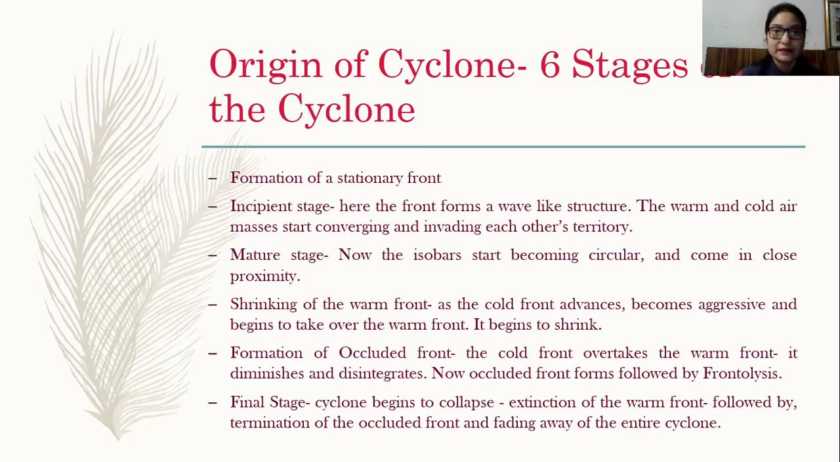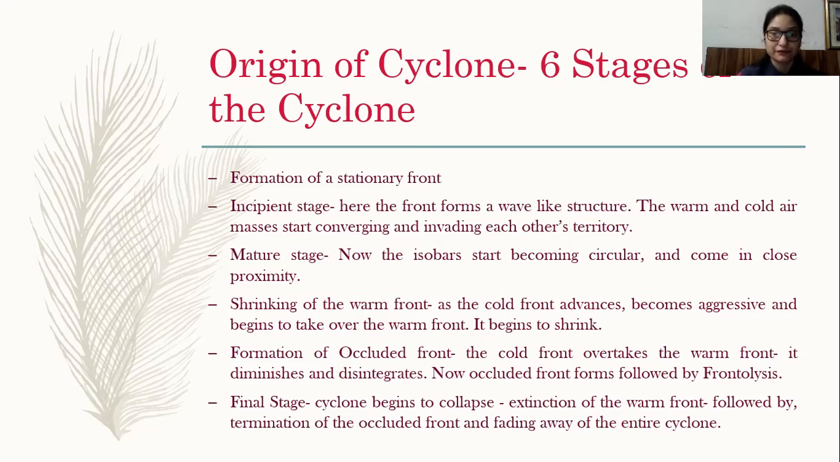Then there is the incipient stage, which is the second stage, where the front takes a wave-like structure because of the interference of the cold air with the warm air. They are trying to invade each other's territory. Then the third stage is known as the mature stage. Here the isobars start becoming circular. They come in close proximity to each other. In the fourth stage, there is shrinking of the warm front as the cold air advances and becomes more aggressive. It begins to take over the warm front.